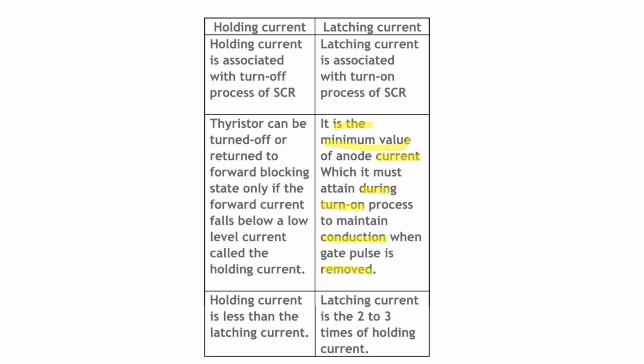Okay, moving on to the third point. Holding current is less than the latching current, and latching current is 2 to 3 times of holding current. So it's clearly seen here that holding current is less than the latching current. If you look into the graph, you will get a better idea. Holding current is always less than latching current, and latching current will be greater than holding current up to 2 to 3 times.